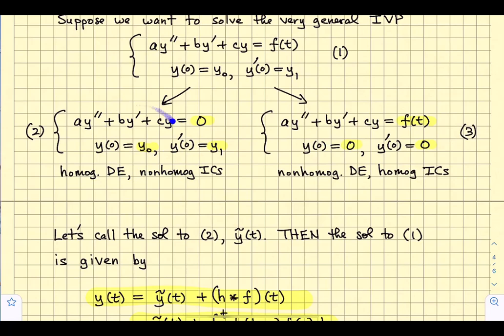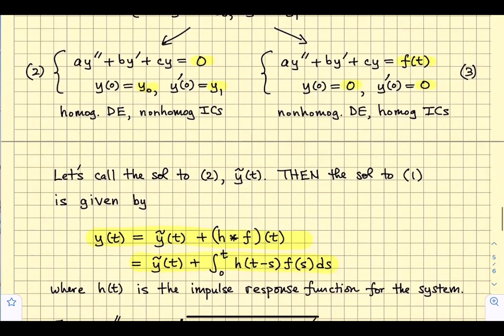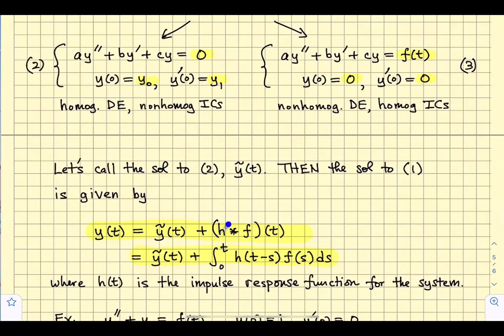Solve this easy problem for y tilde, but now you do have to go find the impulse response function, but that's not so bad. The impulse response function is just the inverse Laplace transform of 1 over the characteristic polynomial. Go get your hands on that function. That will be a function in the t-domain. Convolve it with f in the t-domain.